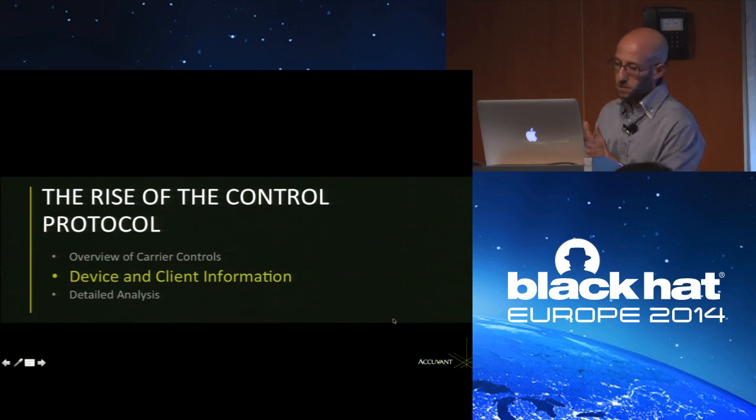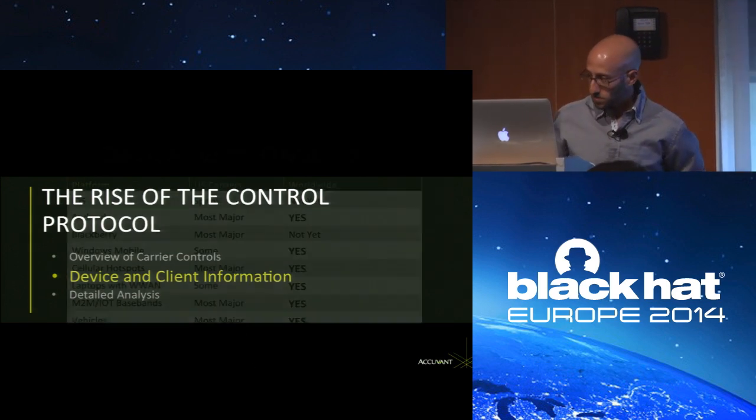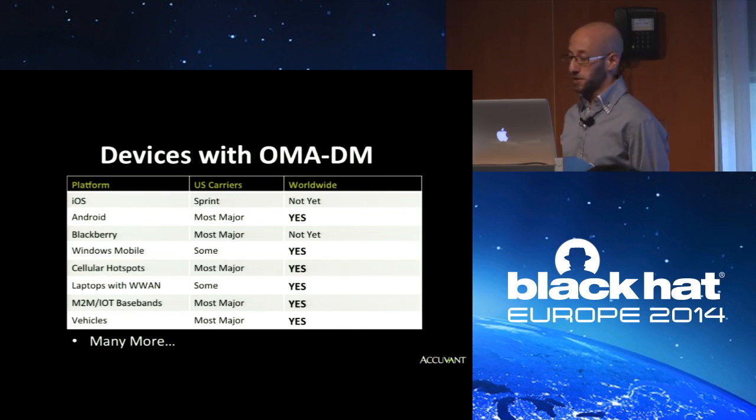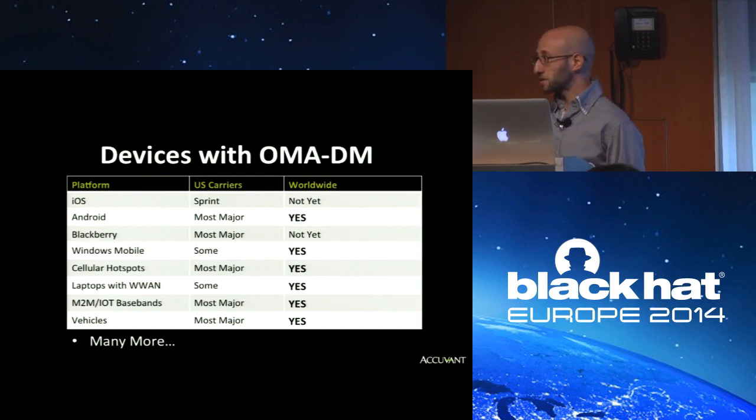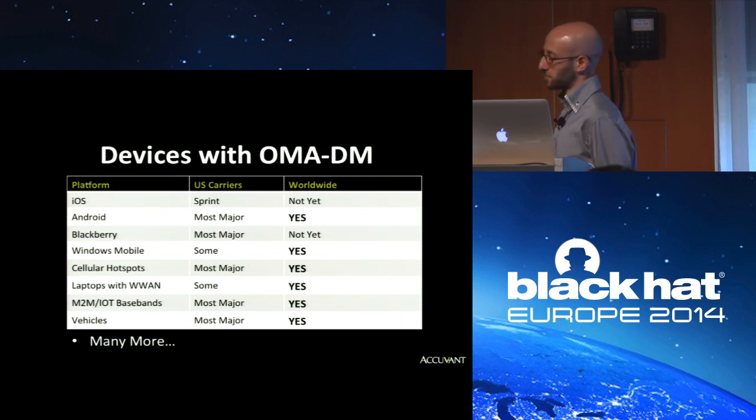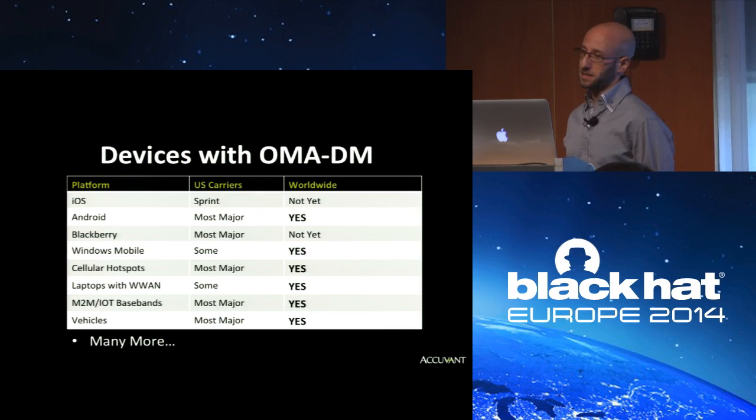Okay, so let's go into some actual device and client information. Devices with OMA-DM. I originally started looking at this in the US, at US carriers, and that's where most of my original research started. But I decided to branch out and look at other carriers, pull down ROMs and network information from carriers all around the world, and found that in many cases, this is far from just a US issue. And in some countries, it is much more prevalent even than the US.